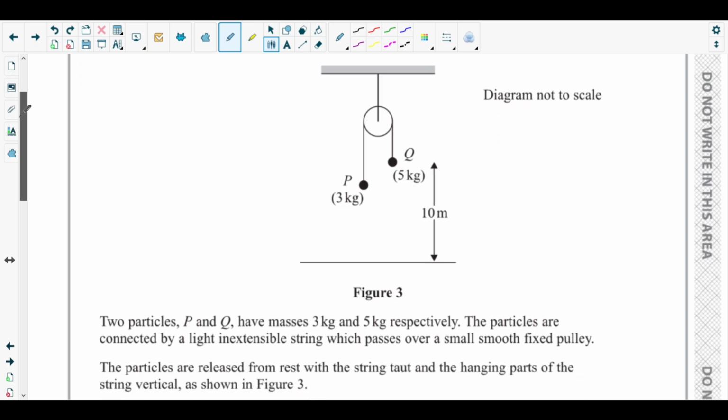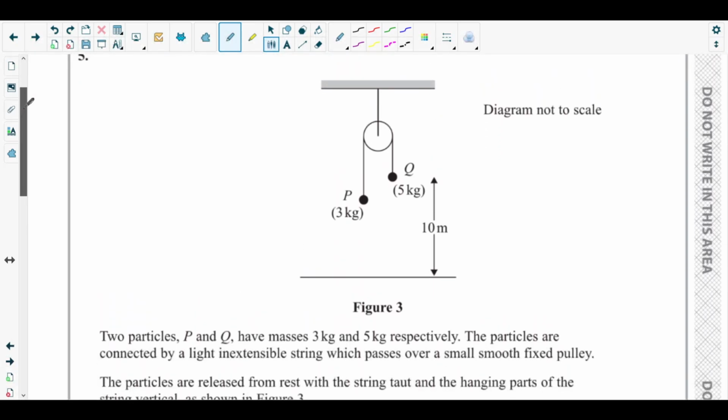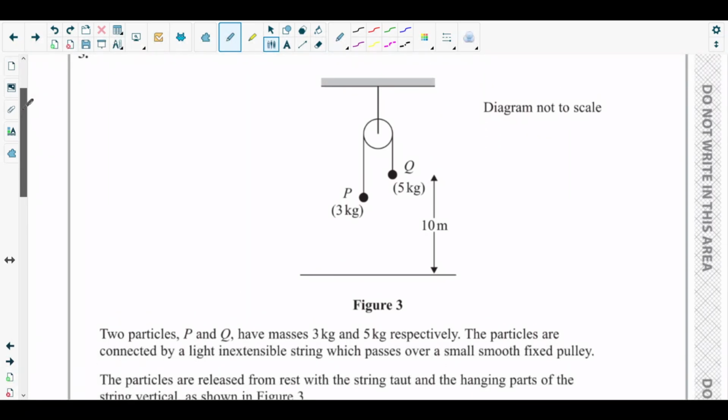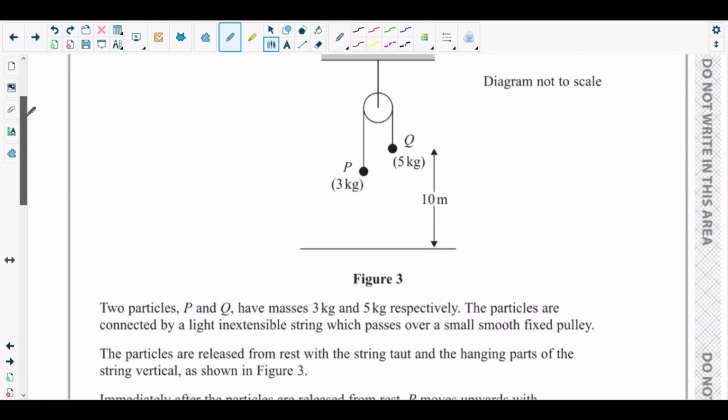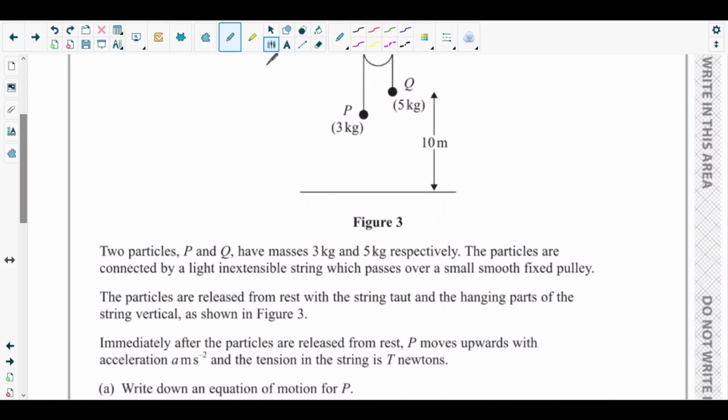Here you can see right at the beginning a figure 3 is given: particle P and particle Q are hanging over a pulley. Two particles P and Q have masses 3 kg and 5 kg respectively. The particles are connected by a light inextensible string. Light inextensible string means what? It's light, not heavy. That means its mass is negligible, and it passes over a small smooth fixed pulley.